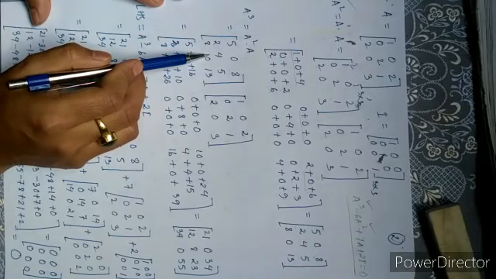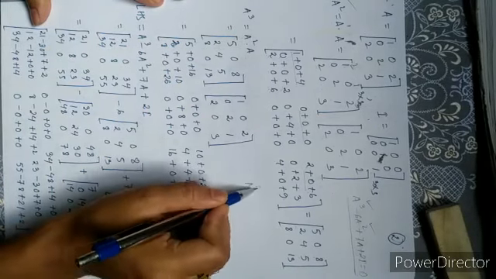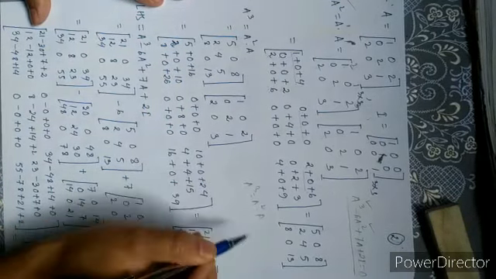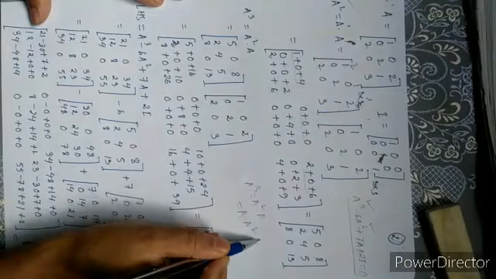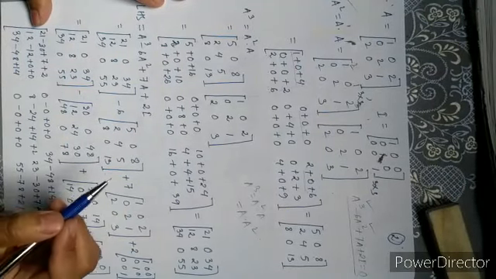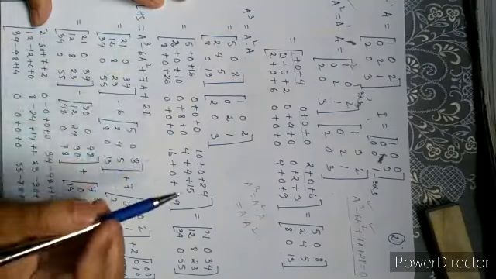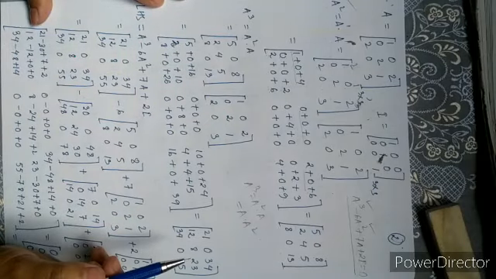Then write the values of A square. A cube is A square multiplied by A.